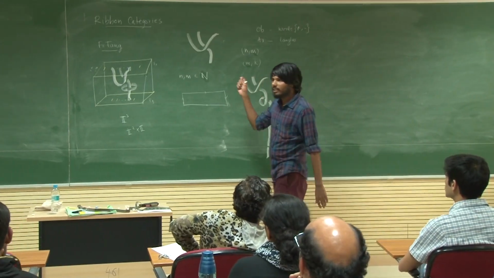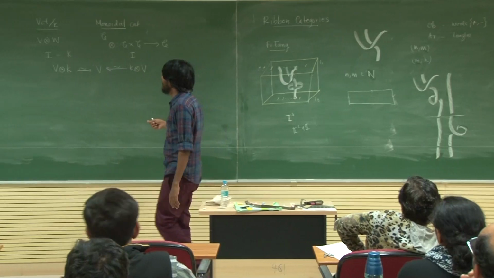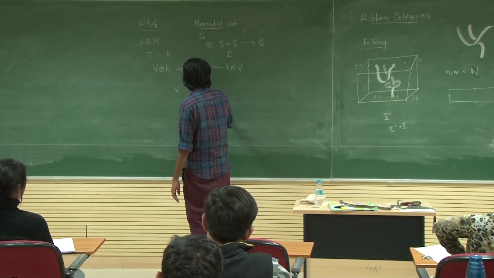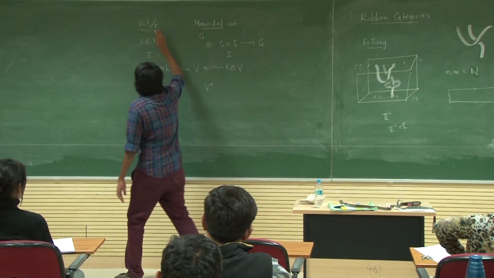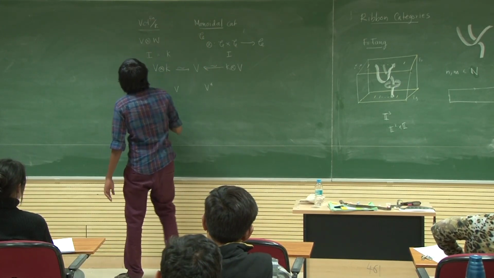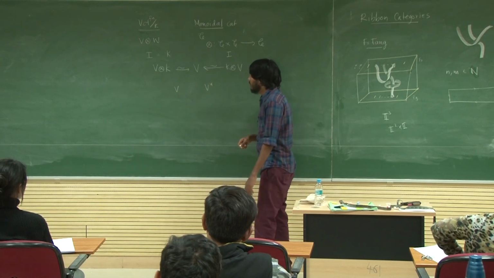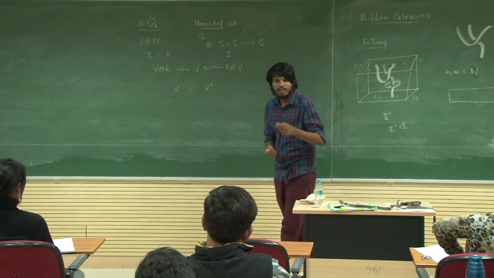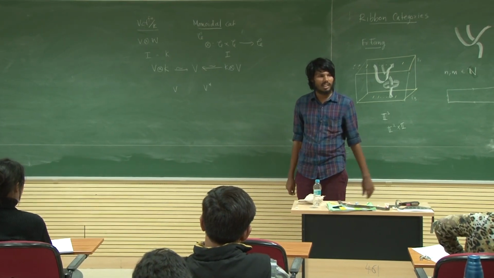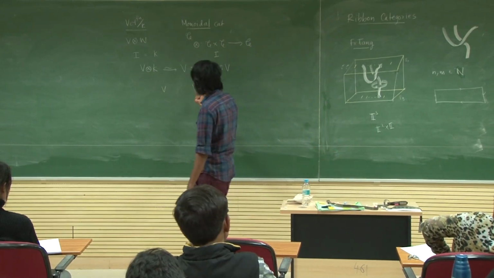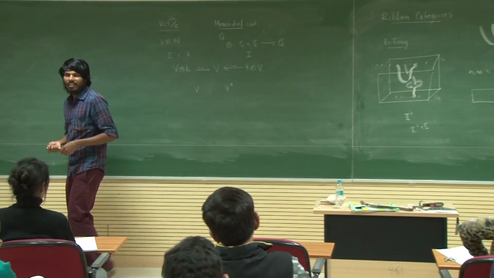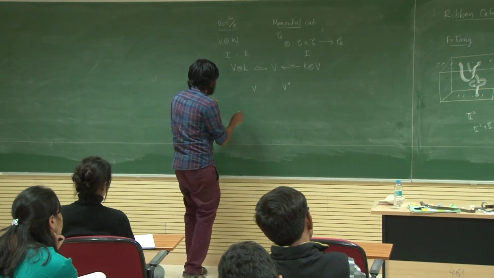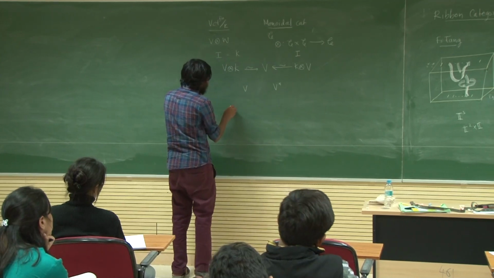And in the category of vector spaces, there is another structure that is interesting: given any vector space, I have a dual vector space. So now I am going to restrict to finite dimensional vector spaces. The dual is another vector space, and given any morphism V to W, I have a dual morphism from W star to V star. So there is another operation called dual, and this really interacts with this monoidal structure.